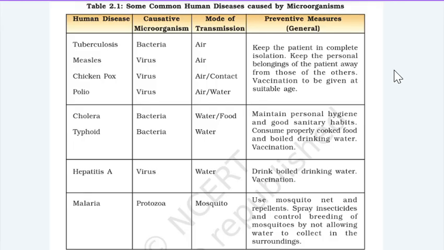Let us move on to the next set of diseases, that is cholera and typhoid. Both of them are caused by bacteria. Cholera spreads through water and food, whereas typhoid spreads through water. The preventive measures here would be to maintain personal hygiene and good sanitary habits. Consume properly cooked food and boiled drinking water.